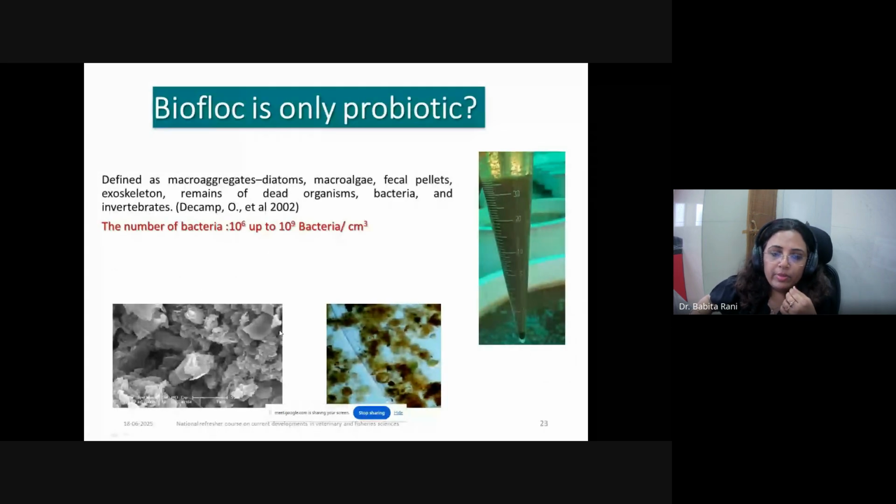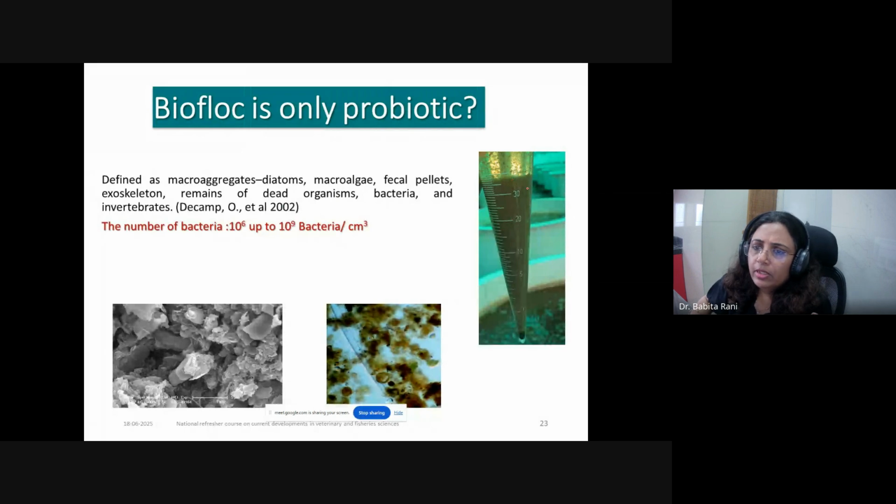So this is how the biofloc looks in a scanning electron microscope, and you can see the clumps of bacteria or other organisms. It also includes other diatoms, macroalgae, fecal pellets, exoskeletons, remains of dead organisms. Everything will be flocculated together. Normally we cannot see bacteria with the naked eye, right? When they flocculate, we can see them. This is how it is shown when we take the floc.